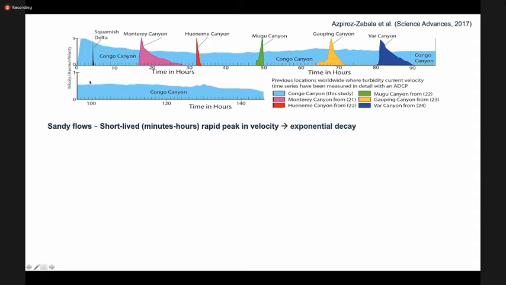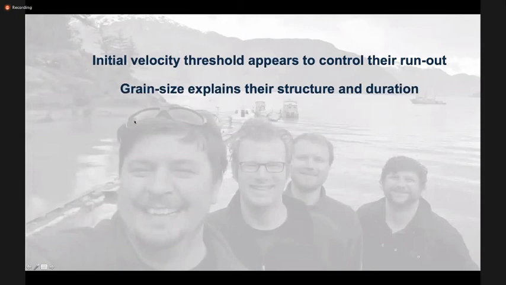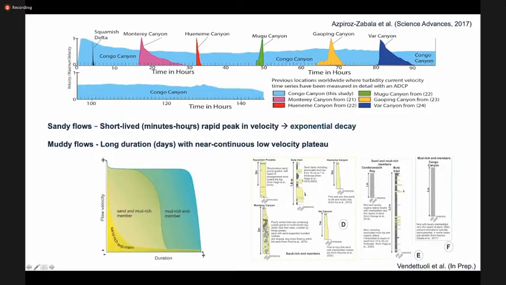And we think that the sandy flows, the flows that are dominantly comprised of sand, are these short-lived ones. They show this rapid peak in velocity and an exponential decay. But where you have availability of mud in the system, that promotes long-duration flows, which in some cases can maintain suspension of mud at, let's say, tens of centimeters per second, and that promotes their long duration.